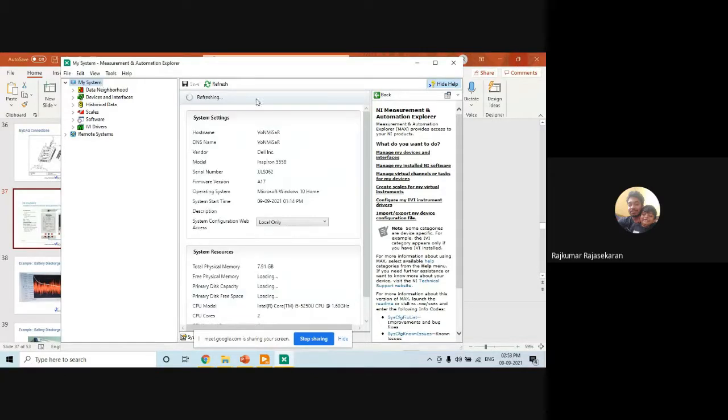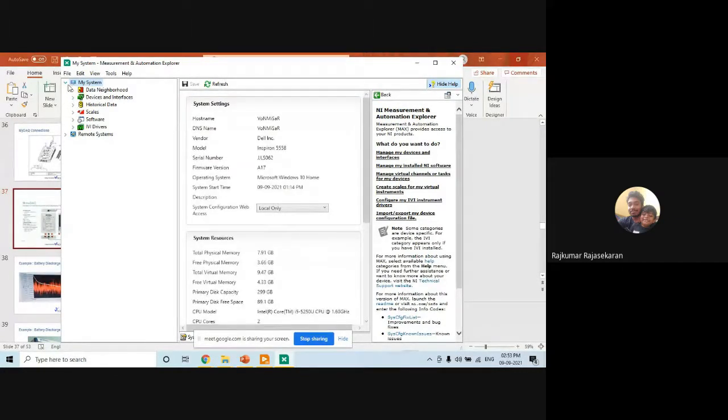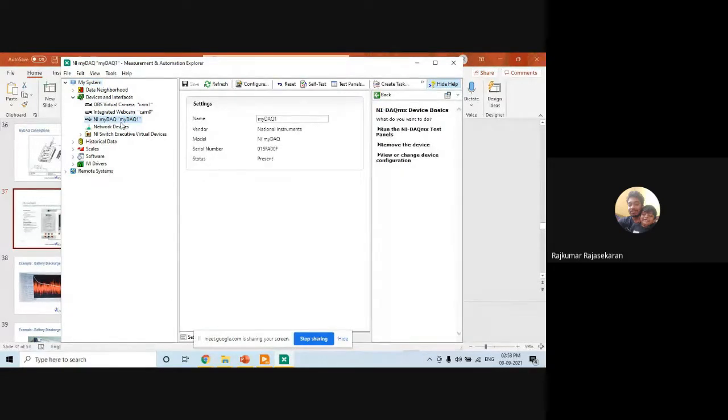By using one more application in NI's portfolio, called NI MAX, we can see whether the hardware is actually connected or not. We can open NI MAX, and on the left side there is a drop down box where we can search if any hardware is connected properly or not. It looks like the hardware is connected, right? So I can configure it.